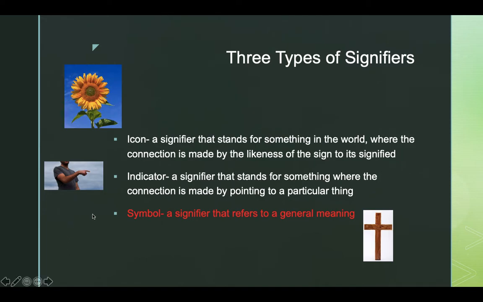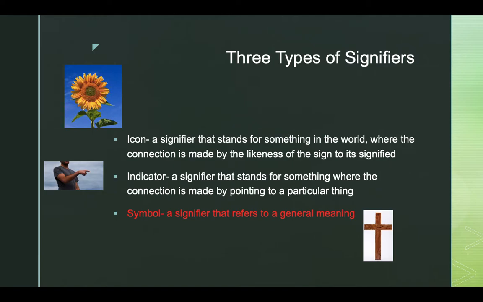And this last one is especially important because this one separates us as humans from every other species in the world. We as humans, when we learn and when we think, are able to apply this last one, and no other animal species can really do it. And that is the symbol, which is a signifier that refers to a general meaning.